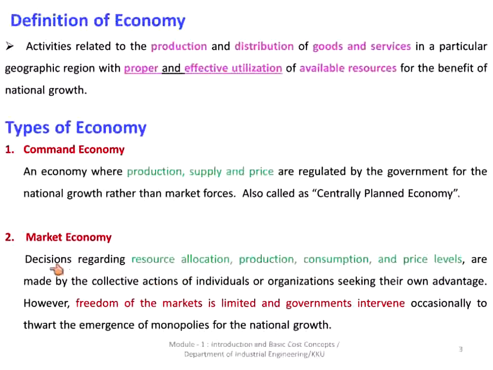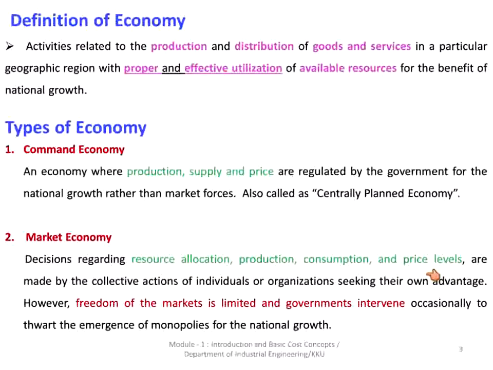See down? The decisions regarding resource allocations. Resource allocation is how many men we need, how much material is needed, how much money is needed, something like this. So, decisions regarding resource allocation, production, consumption, and price levels are made by the collective actions of market people. We call them individuals or organizations. Individuals means a business person. Organizations means the big companies like Almarai or Pepsi, Coca-Cola, and all these beverages.